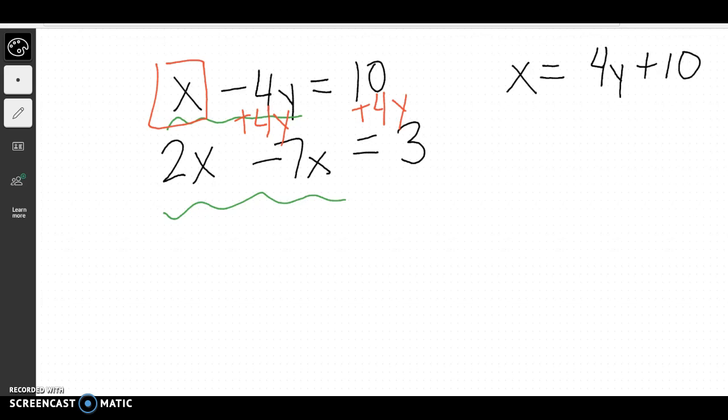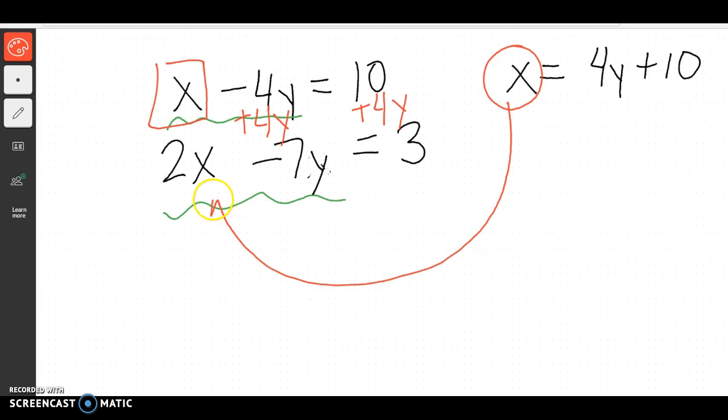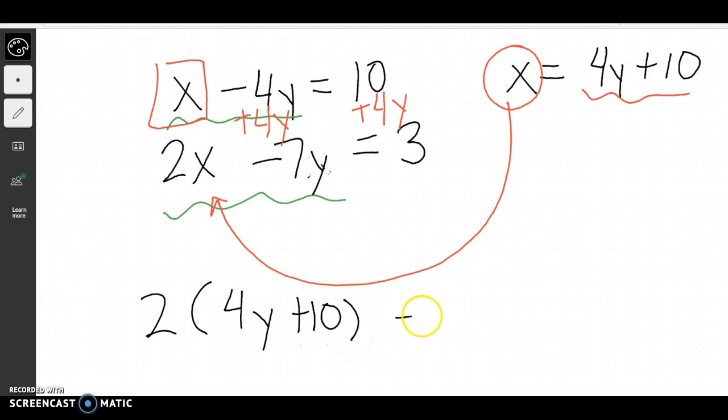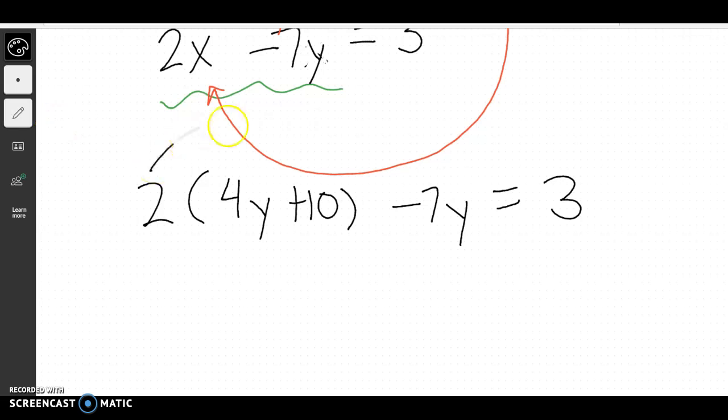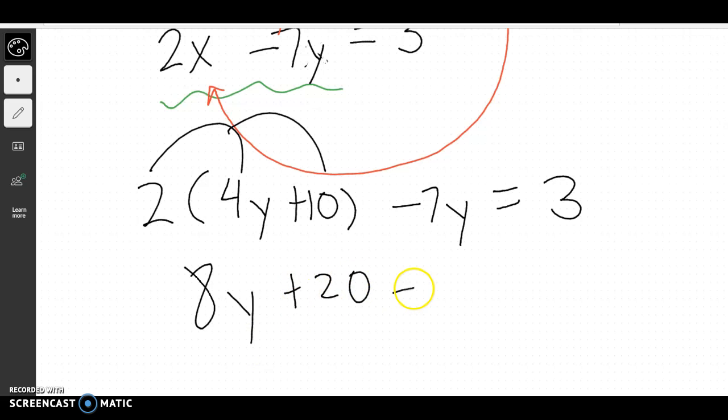Now that I have x by itself, what should I do next to try to figure out what x is equal to? If you wrote something like take x and plug it in over here, you're correct. So we're going to take those numbers and plug it in for x. So I get 2 times (4y plus 10) minus 7y equals 3. Now we would distribute. I get 8y plus 20 minus 7y equals 3.